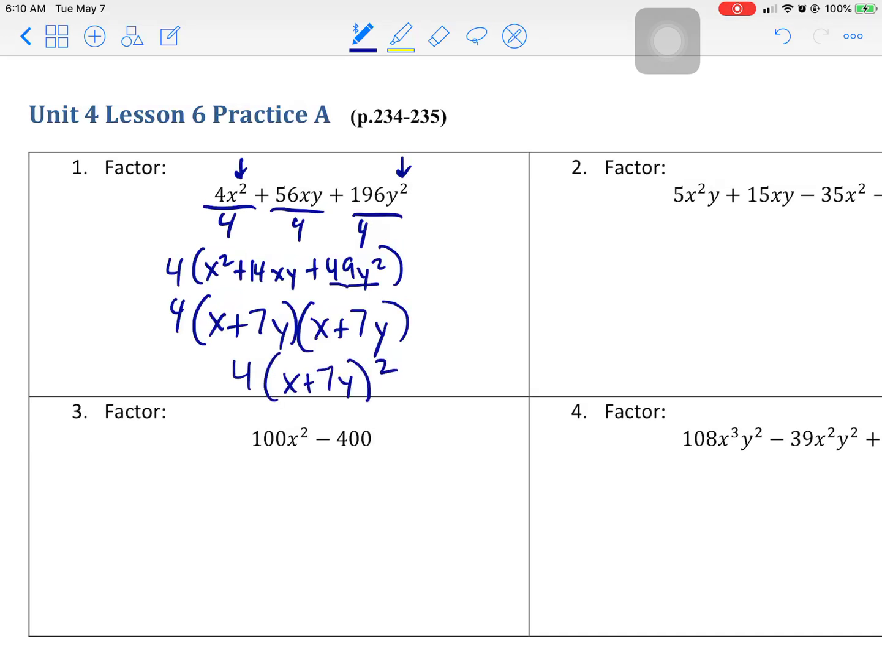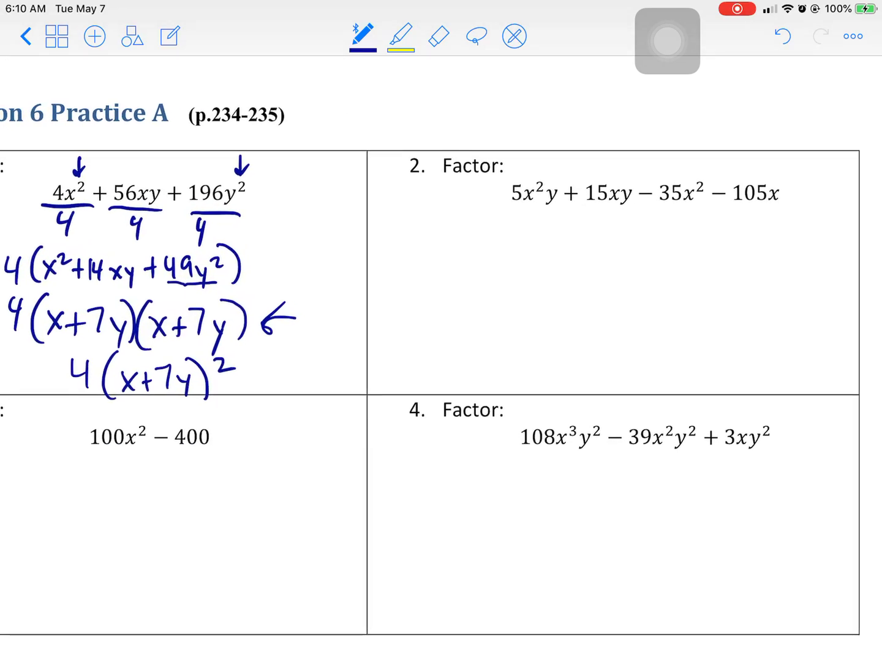And the final answer is squared. I'll take this on the test, but I don't know if your homework wants it squared. So this is a 4-term, but don't forget you can still take out the greatest common factor. You're always looking for that first step of greatest common factor to come out.